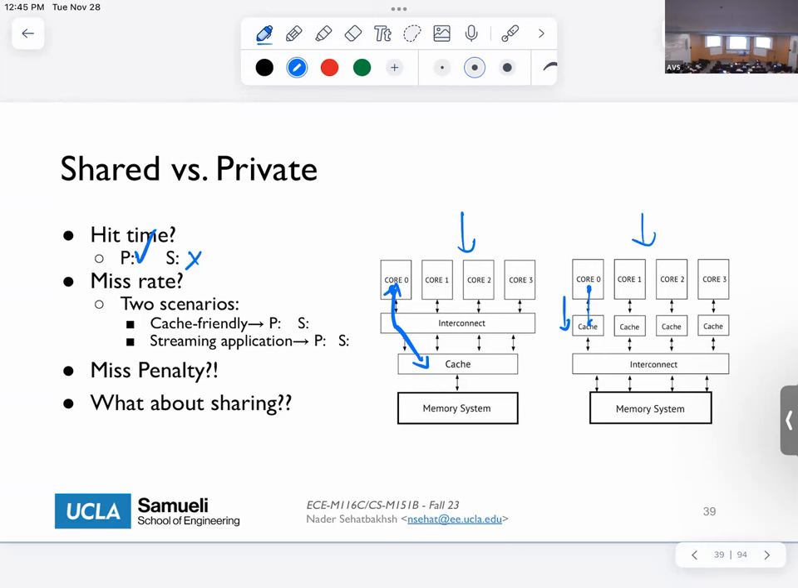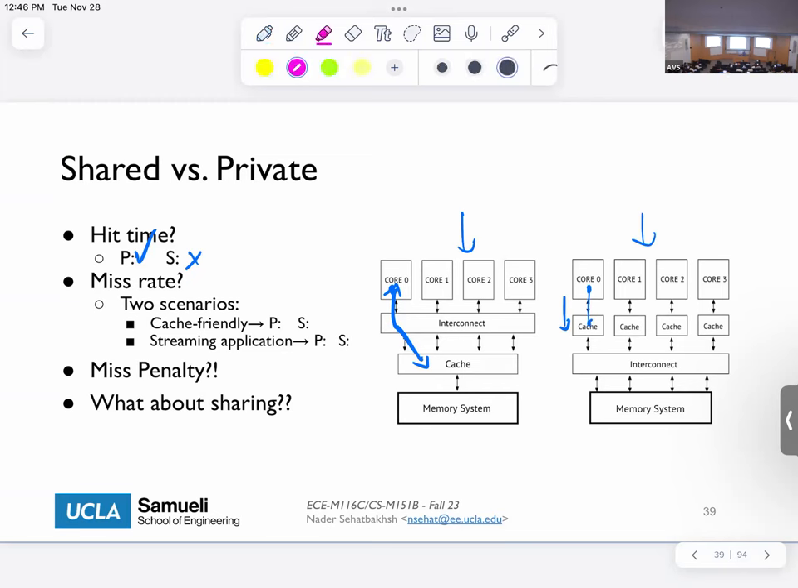But what about the miss rate? Which one do you think has a better miss rate? Consider two scenarios. One is cache-friendly applications, those that have lots of locality, and the other is those that don't have any locality. For the first one, which one do you think is a better option? Any suggestions? Yeah. The shared one? Why? Okay, yeah. So someone says it's similar because you have a lot of locality anyway.